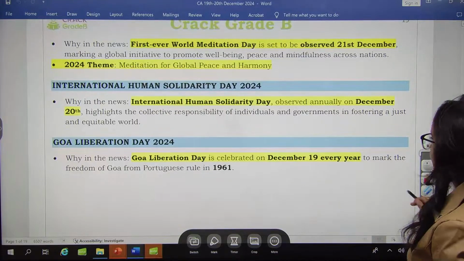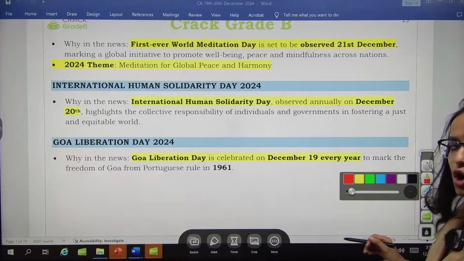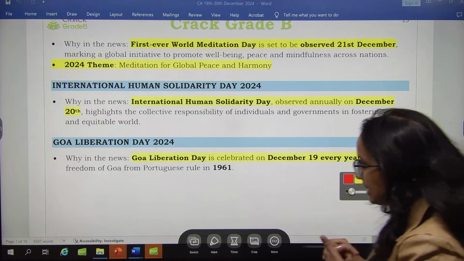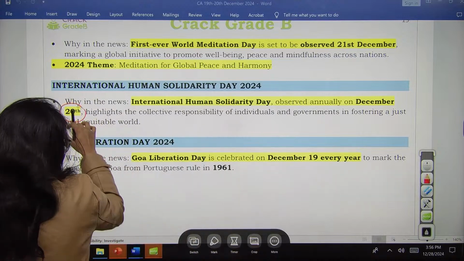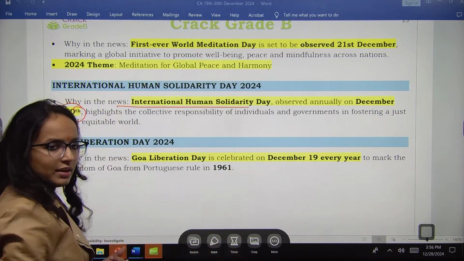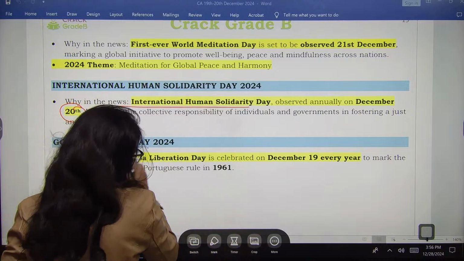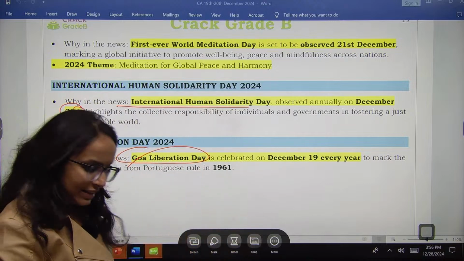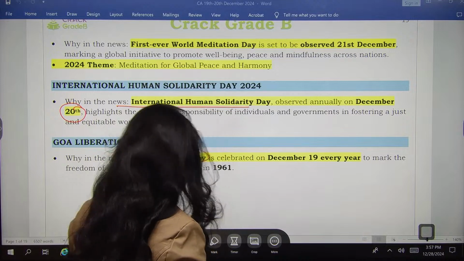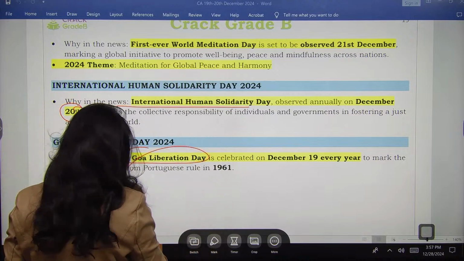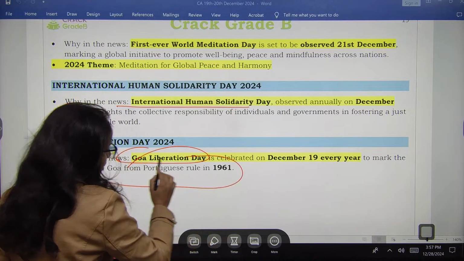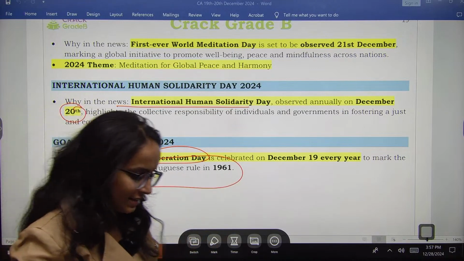Next, you have International Human Solidarity Day observed on December 20th. Okay, December 20th. Remember, promoting solidarity among humans. And then Goa Liberation Day is also in news. 19 December it is observed for marking the freedom of Goa from Portuguese rule in 1967.